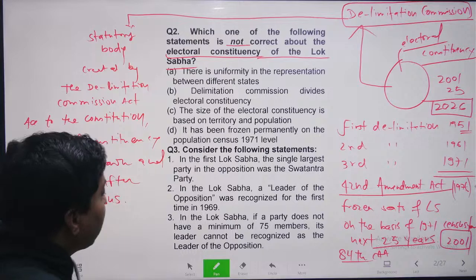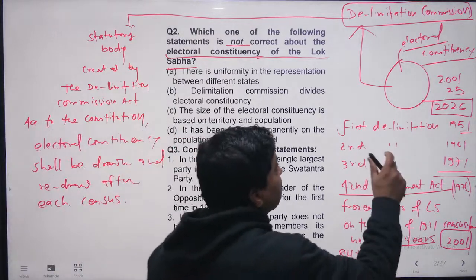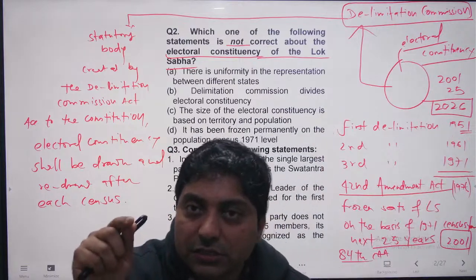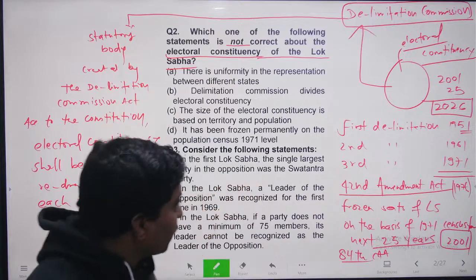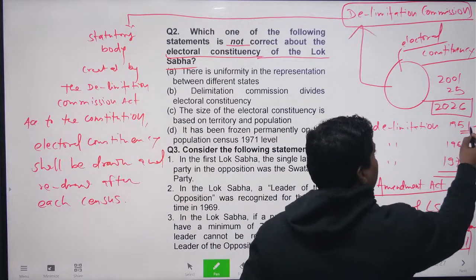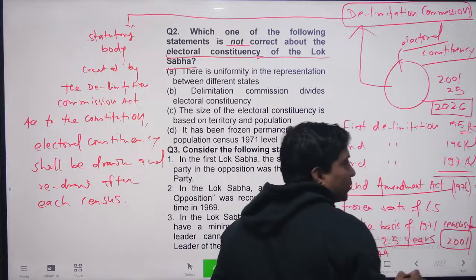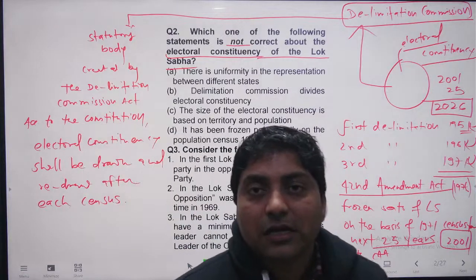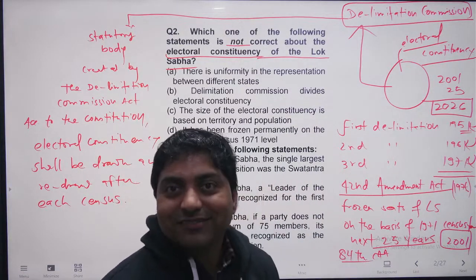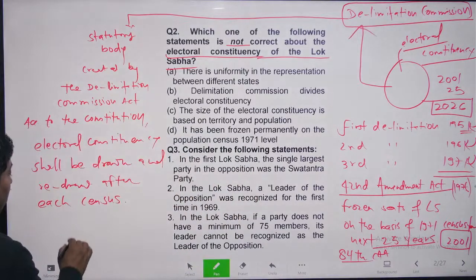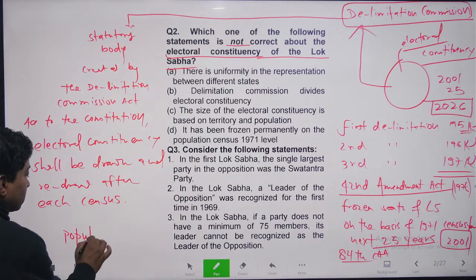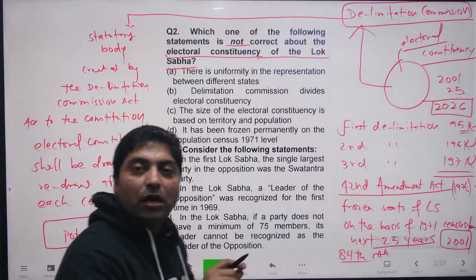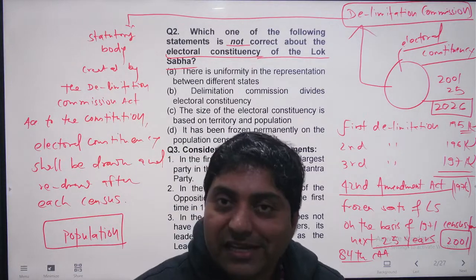Now let me tell you again what unit the Delimitation Commission takes when it draws and redraws the boundary. Of course you see that in the first delimitation and second delimitation, population was the basic criterion, not the territory. So basically population is the basic criterion to create electoral constituencies in any state.